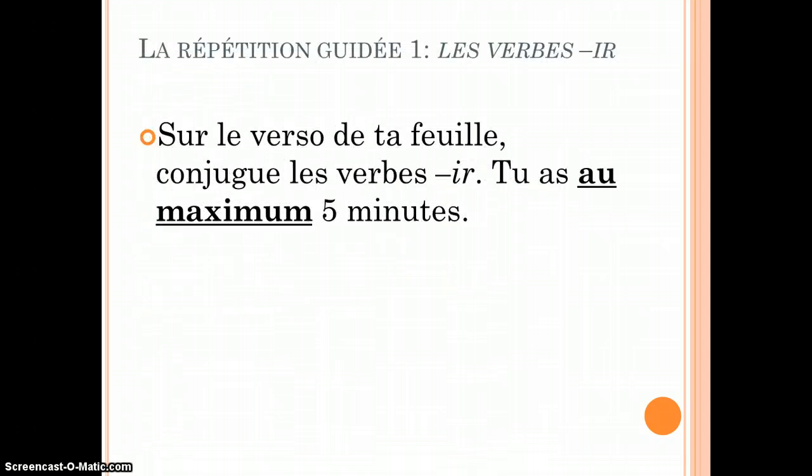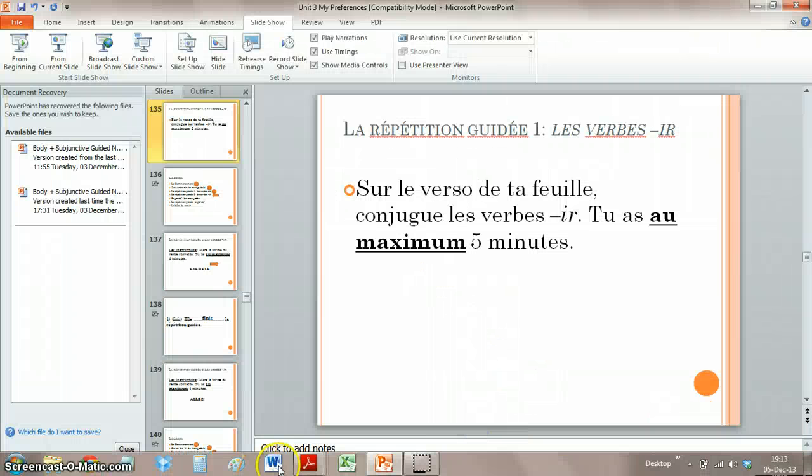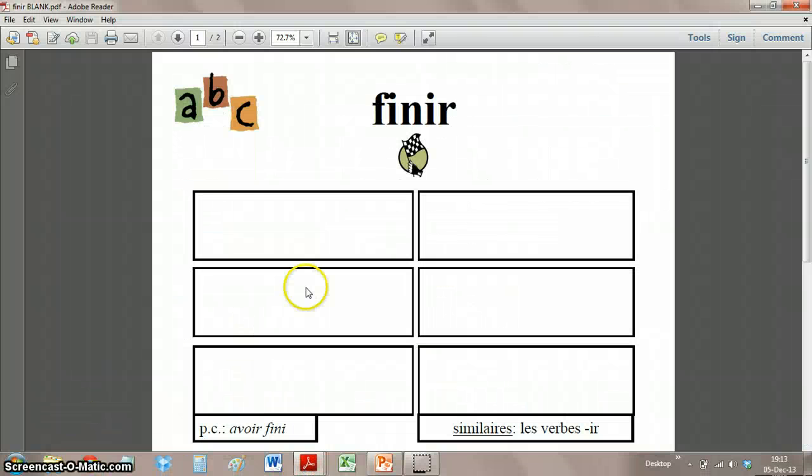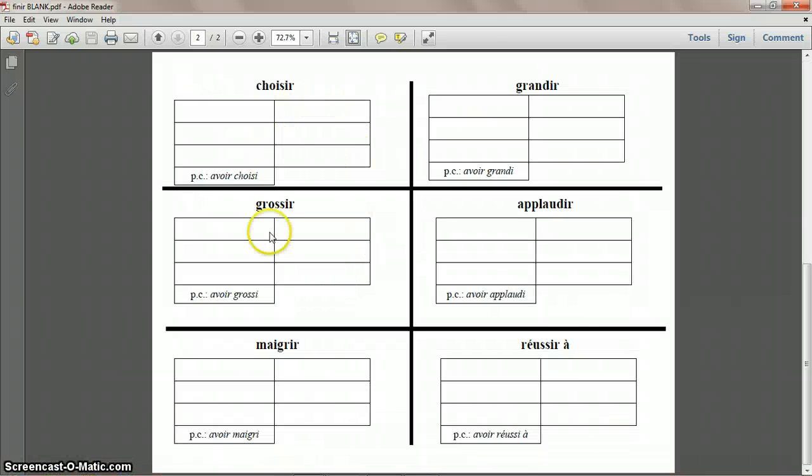Sur le verso de ta feuille, conjugue les verbes IR. Tu as au maximum 5 minutes. So for this, you are simply going to turn to the other side of your guided notes and conjugate these commonly used IR verbs in the French language. Choisir, grandir, grossir, applaudir, maigrir, and réussir à.